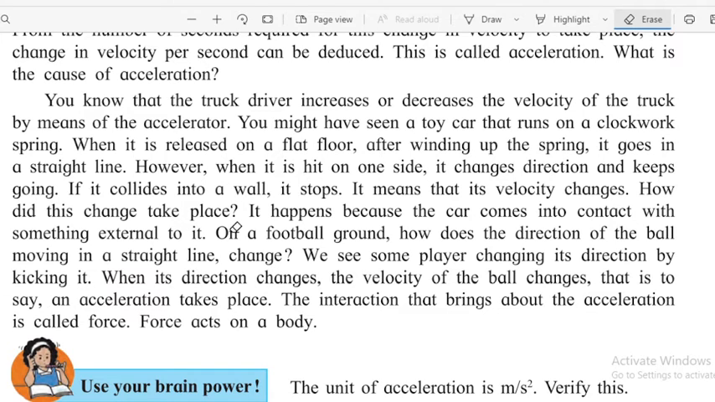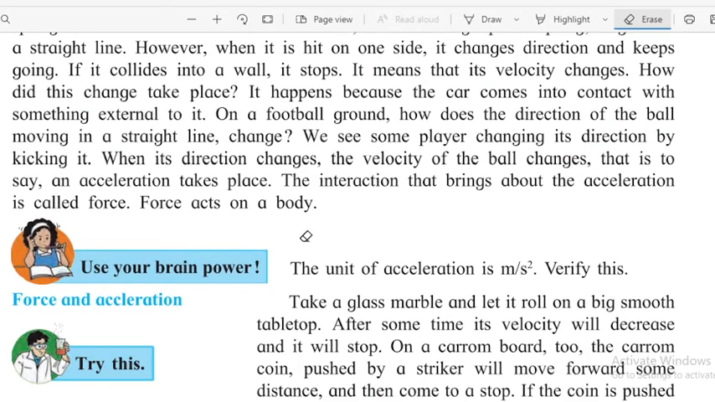How did this change take place? It happened because the car came into contact with something external to it. On a football ground, how does the direction of a ball moving in a straight line change? See, on the football ground, if one player hits it, another will come and hit it. We see that some player changes its direction while kicking it. When its direction changes, the velocity of the ball changes. That is to say that an acceleration takes place.